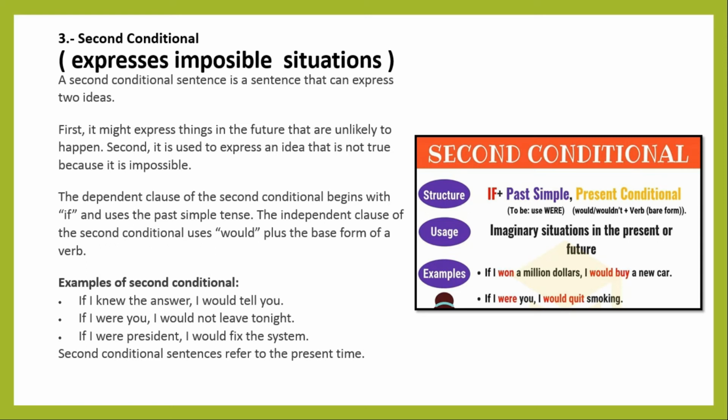Imaginary situations. If I won $1 million, it's a supposition. It's impossible. It's unlikely to happen. If I won $1 million, comma, because I need a result, a consequence, I would buy a new car. My question is, is this real? Is that going to happen? No. So that's why we call it second conditional, because it expresses impossible situations. Good.